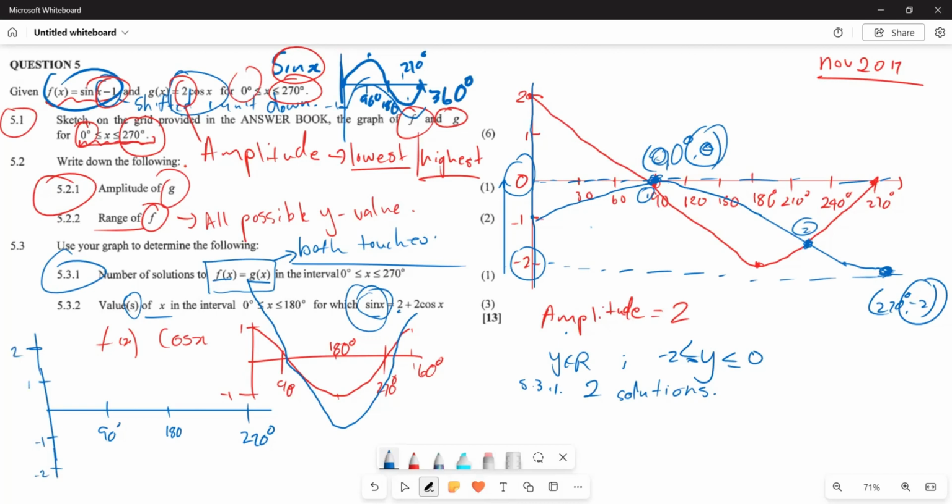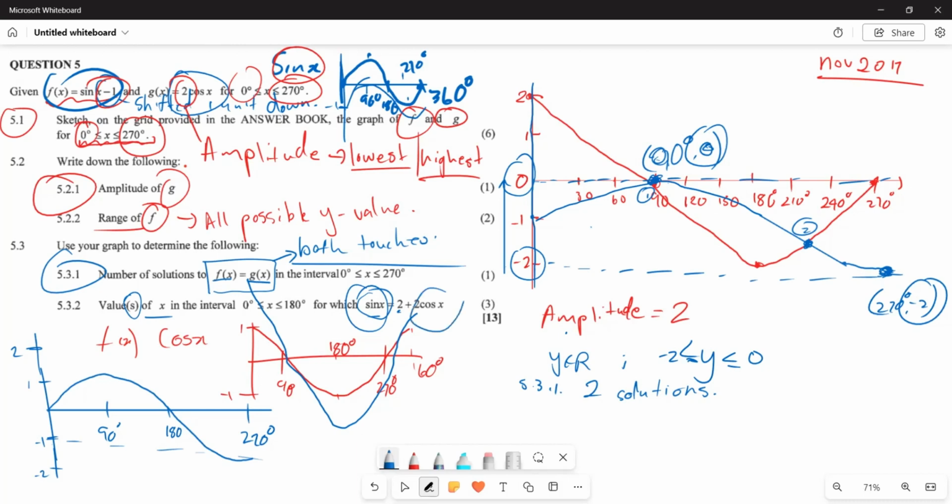Now this particular graph is going to have a turning point here, have an intercept, and have a turning point at -1. Let's say this point is basically at -1. This was going to be the graph of sine of x.